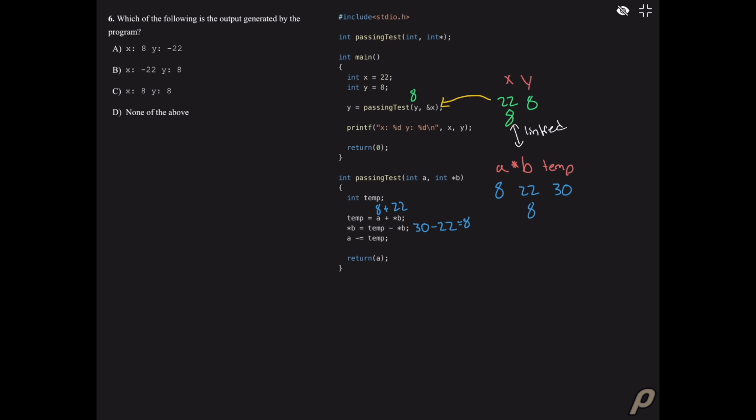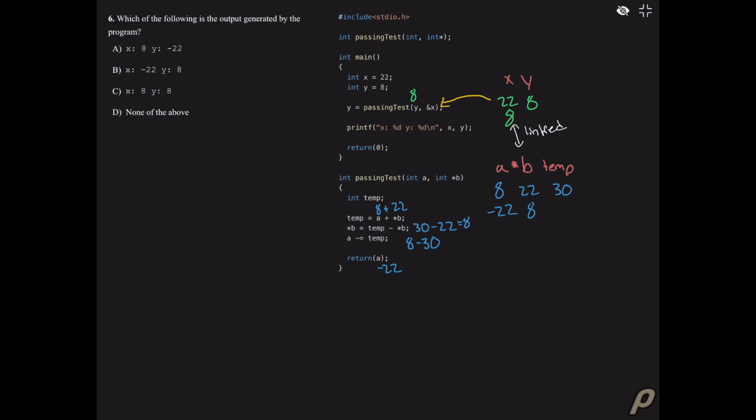And then the last thing we got to do in this function is we do a minus equals temp. And this is the same thing as saying a equals a minus temp. So we know a is going to be 8, and we know temp is 30. So we get 8 minus 30. So the result of this calculation is negative 22. So we're returning a, and we know a is negative 22.